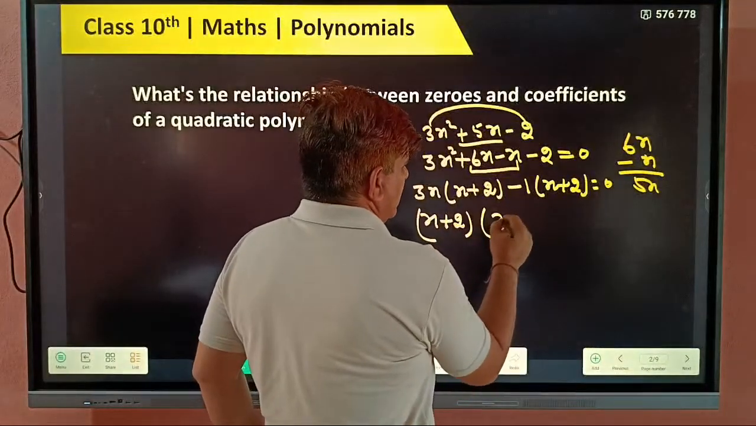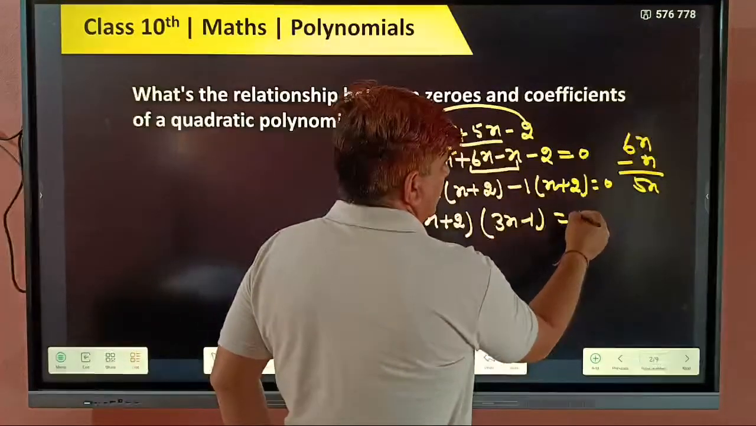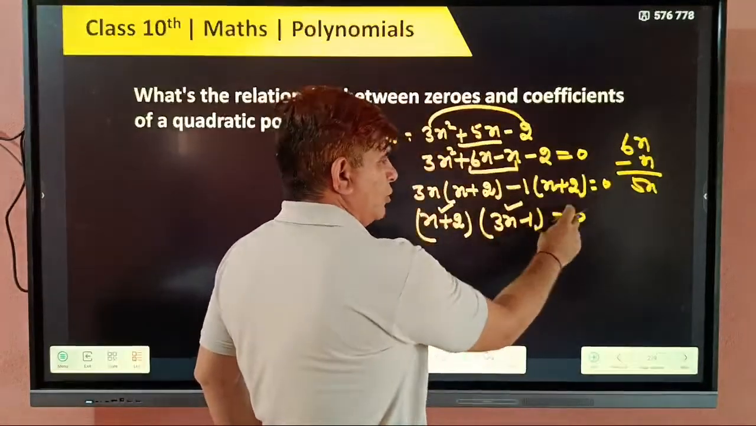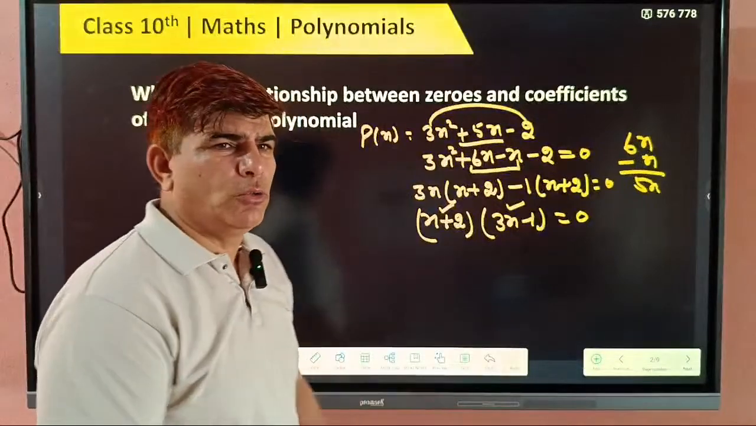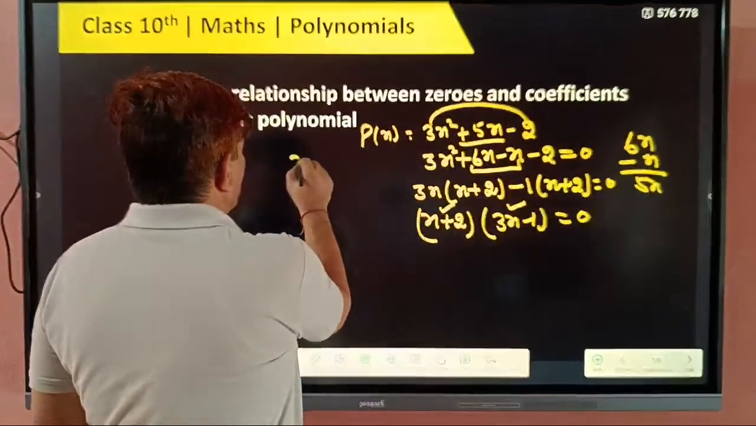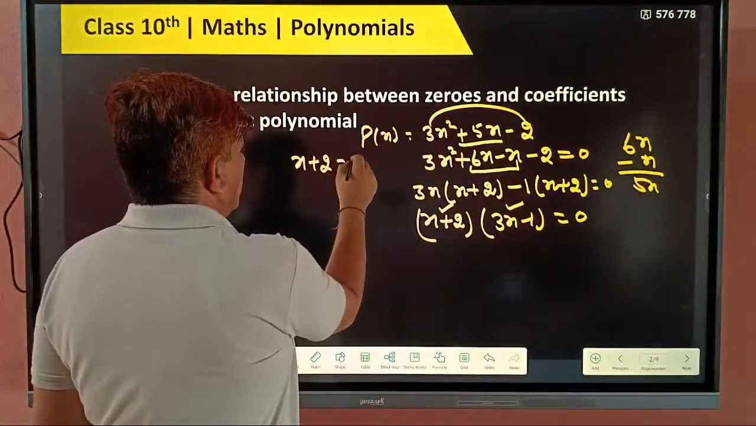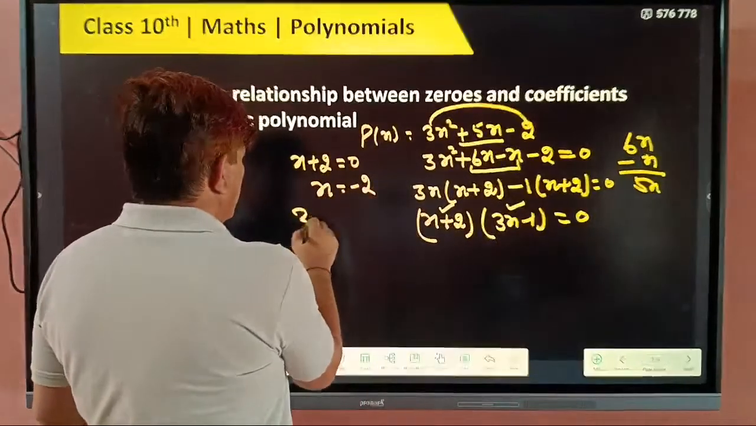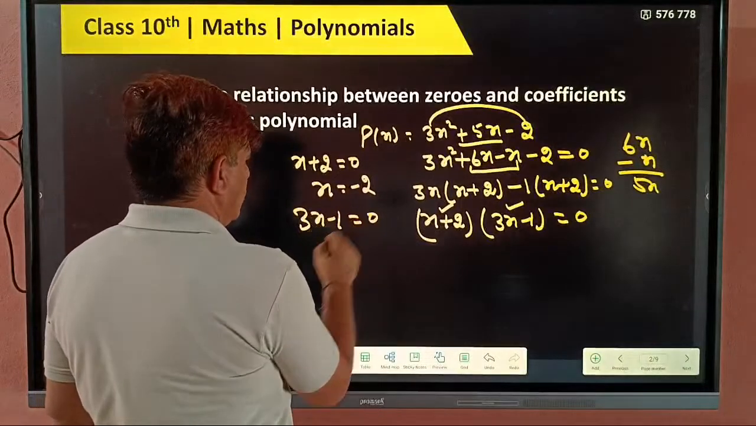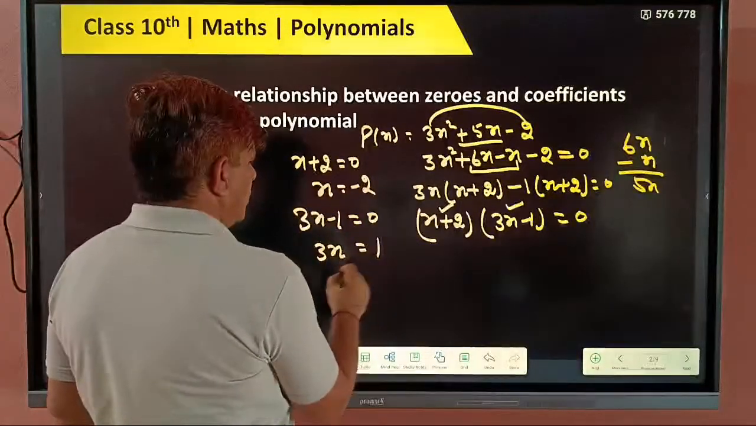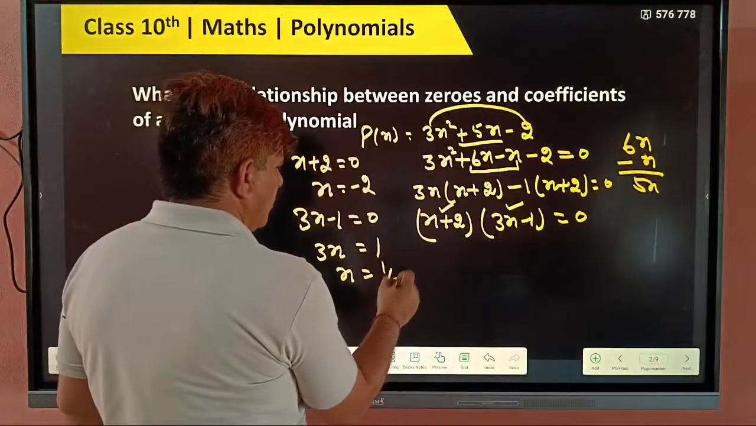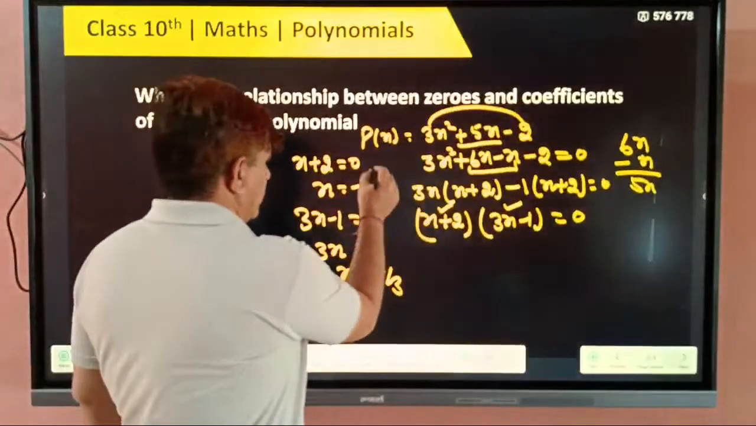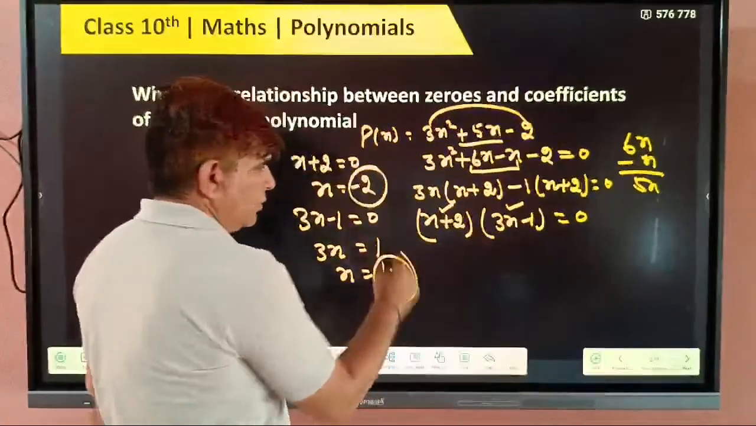And what's here? 3x minus 1 equal to 0. If this equals 0, then this becomes 0, and if both are equal to 0, then this also becomes 0. So x plus 2 equal to 0, so x equals minus 2. Similarly, 3x minus 1 equal to 0 means 3x is equal to 1, x is equal to 1 by 3. So what are the zeros? One zero is this, another zero is this.